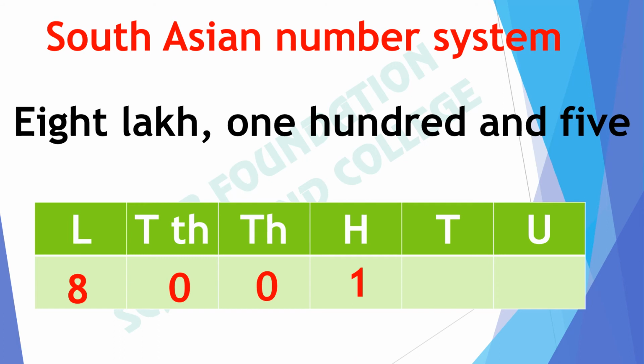Then it comes 100. Is there any 10? No. So we will place 0. There are 0 tens in this number. And there are 5 units. Now we will place the comma after 3 digits from the right side. And second comma will be placed after 2 digits. After the thousands period, we will place second comma.